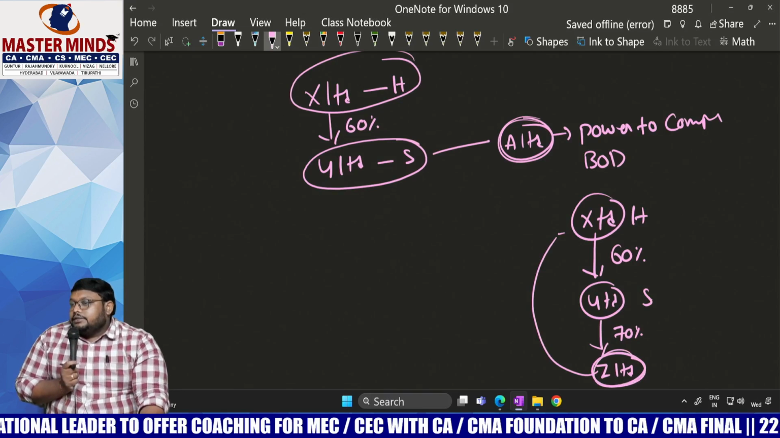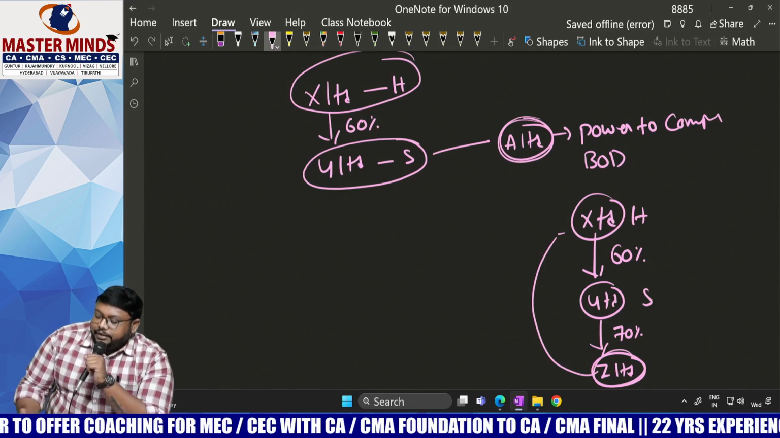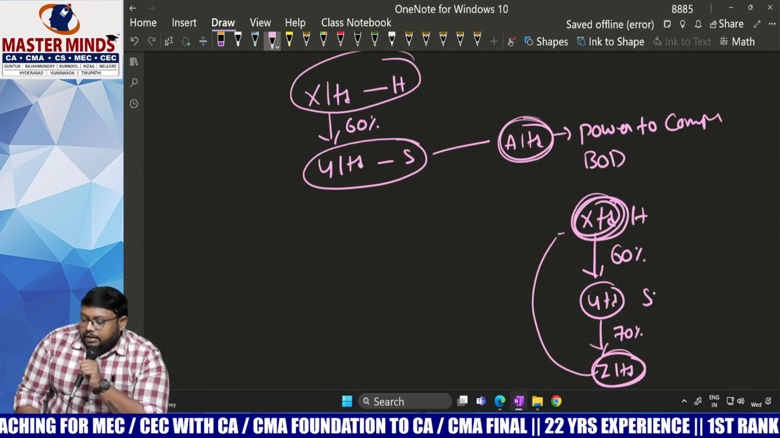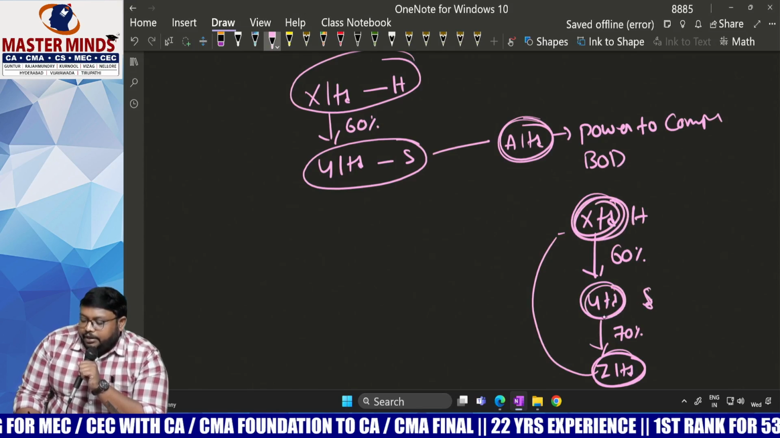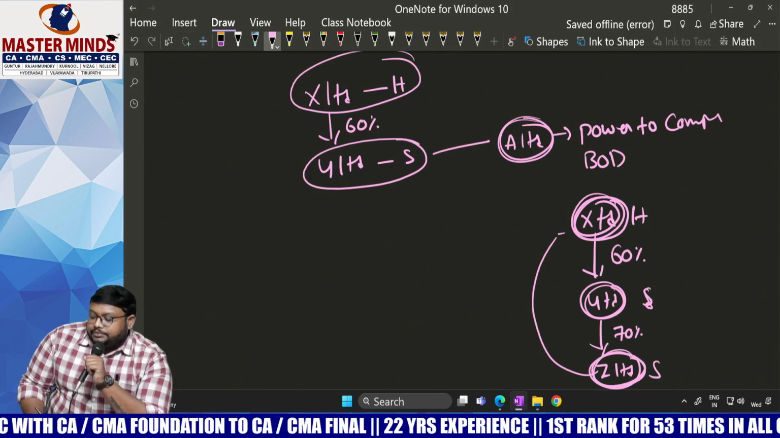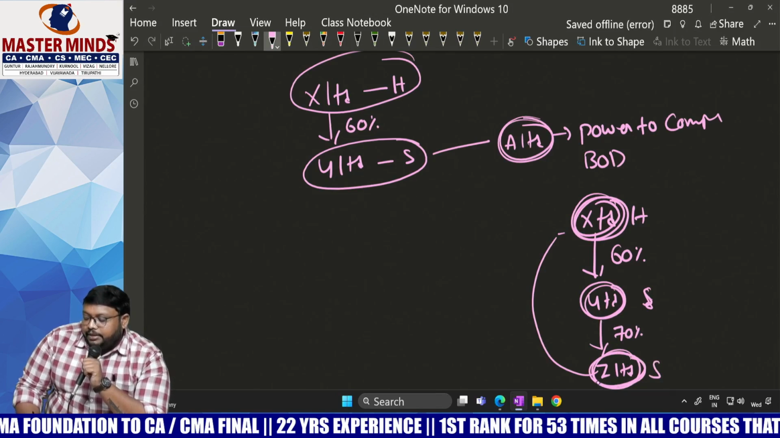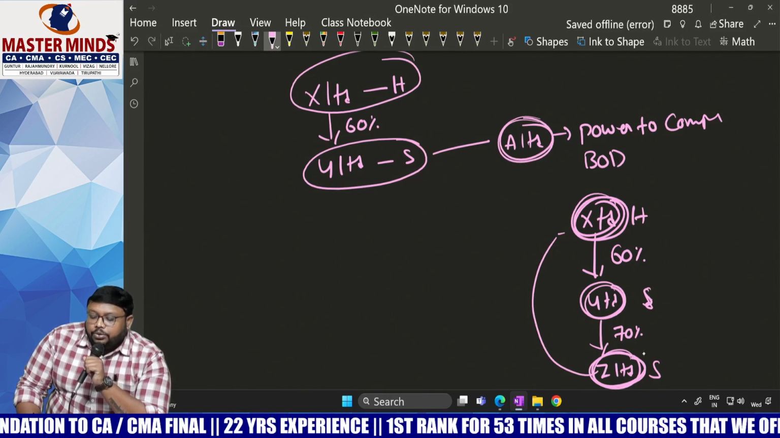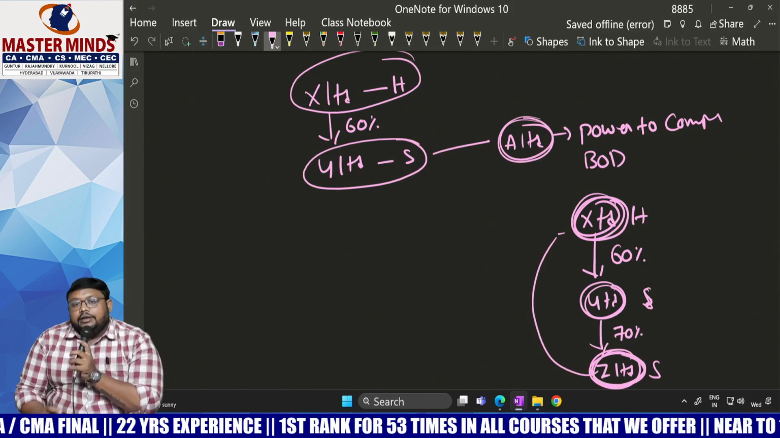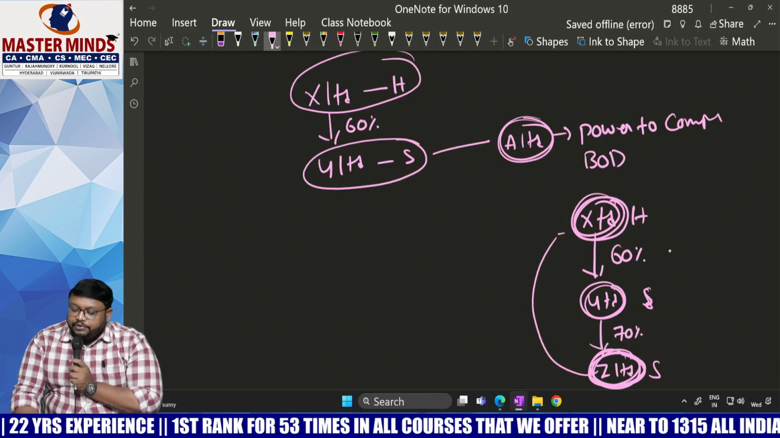So here A is equal to B, B is equal to C, so A is equal to C. In a simple way, here X Limited is the ultimate holding company, and Y Limited is a subsidiary company of X Limited, and Z Limited is a subsidiary company of Y Limited. Now my question is, X Limited will be the holding company for Z Limited, isn't it? Yes, there is a possibility. Here Z Limited, we can say it is a subsidiary company for the holding company also.